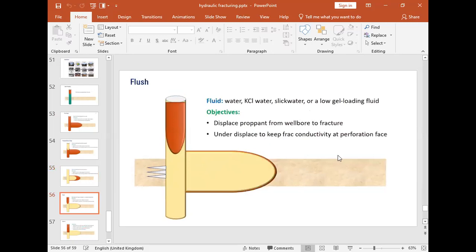So after the slurry stage, you now have to do flushing. The flushing simply means that you are pumping fluid within the formation to push this proppant into this particular formation. Because at the end of the slurry stage, our wellbore will be filled with proppant. So you have to flush right up to a point where you force this proppant into our formation, so that there will be no proppant in this zone.